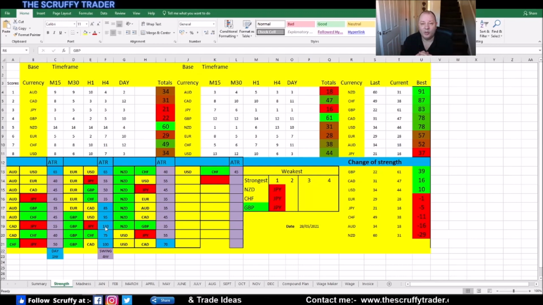Simple as that, guys. Got any questions, by all means drop it below. But all I'll say is it's not a direction picker, it is a product picker. Just because something's strong doesn't mean it's going to go up.